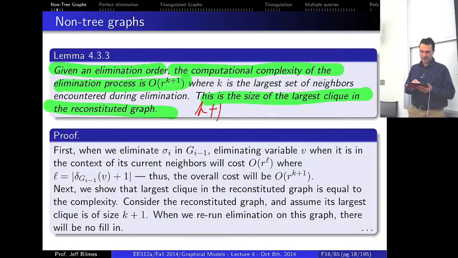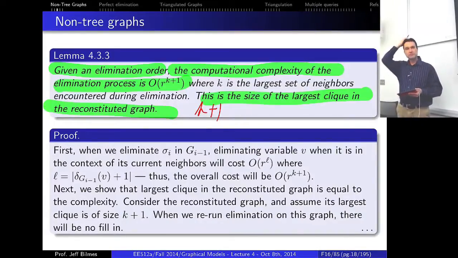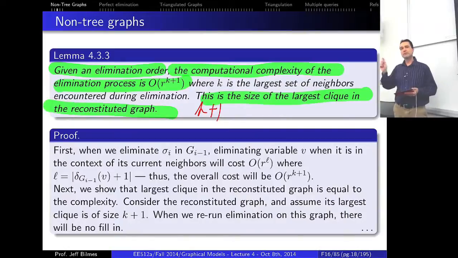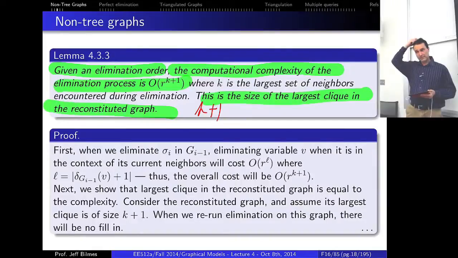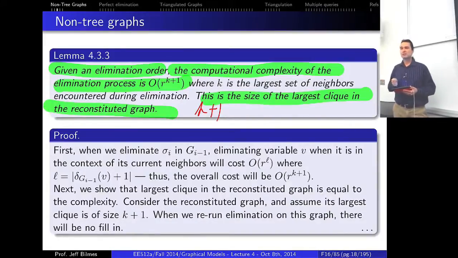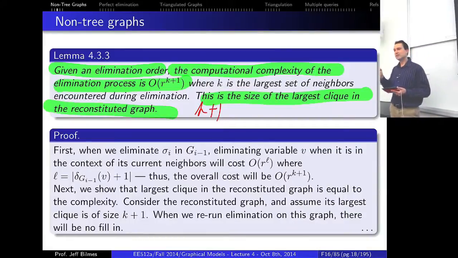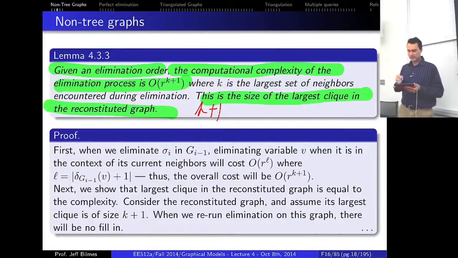So when we eliminate, remember this notation we had last time, where G0 is the original graph, and then G1 is the resulting graph after we've eliminated the first variable. G2 is the graph after we've eliminated the first two variables, and so on and so forth, up until we've got Gn minus 1, where we've eliminated all but the last one, and Gn, of course, is in some sense the empty set. So we are eliminating sigma i, the vertex in order i, in the graph Gi minus 1.